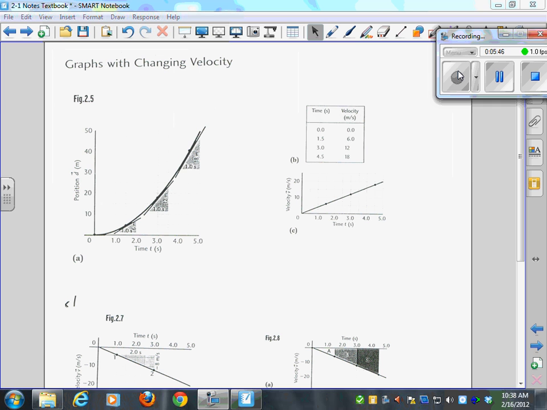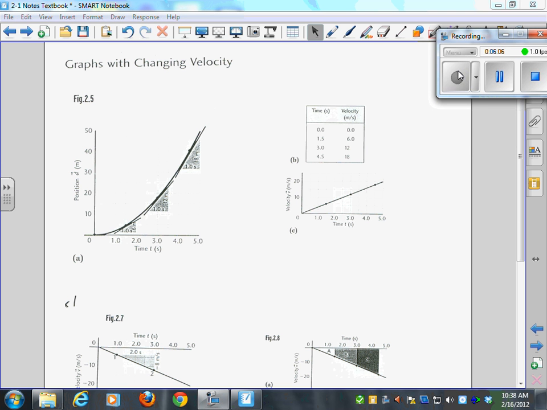Okay, so moving along, graphs with changing velocity. On a performance test, the Honda Civic produced the DT graph in figure 2.5a. As you saw in chapter 1, a curved DT graph means that the velocity is changing. Finding the slope of this graph at 4 different times gives the velocity as shown in figure 2.5b. Plotting these points gives the VT graph in 2.5c.